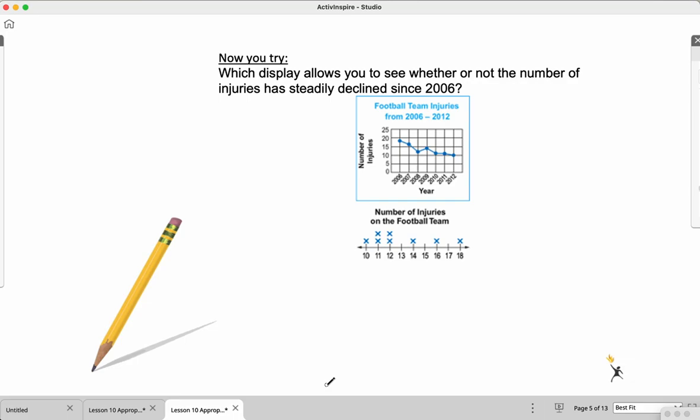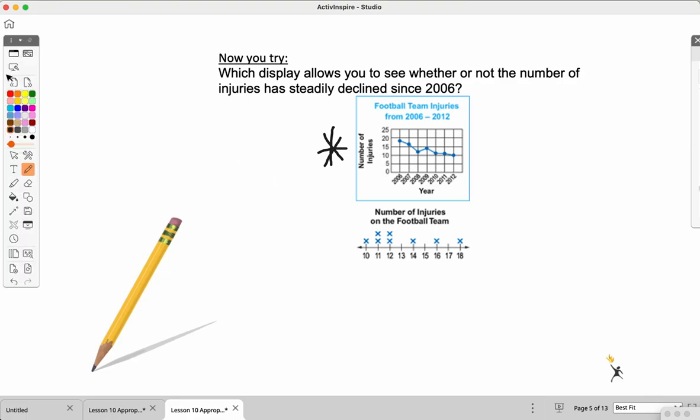All right, so let's stop and look. Both have the same amount of information. But if you look over here, they both have the same data, but down here, we don't know what year it happened. We just know how many injuries on the football team. So for the change in time, we definitely want to look at our line graph.